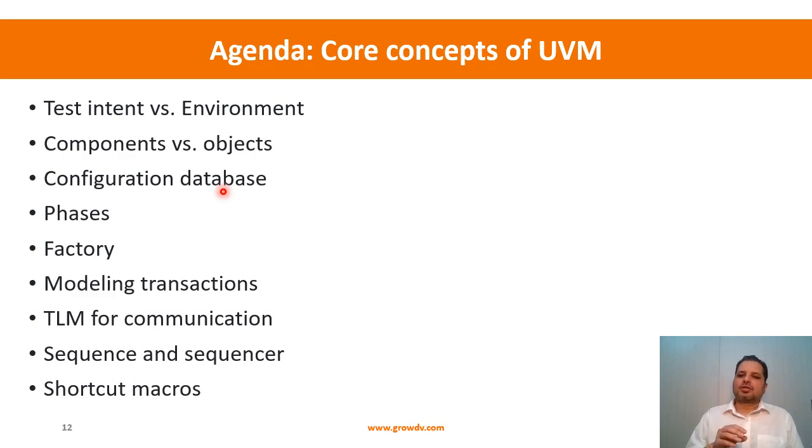So you can just put something into that global object, and then anywhere in the hierarchy you want to take that out, you can take that out. And you can also specify whom it should reach, and only that particular component in the hierarchy will be able to take out the information that you are sending. So that is the configuration database, your global communication channel across the test bench hierarchy.